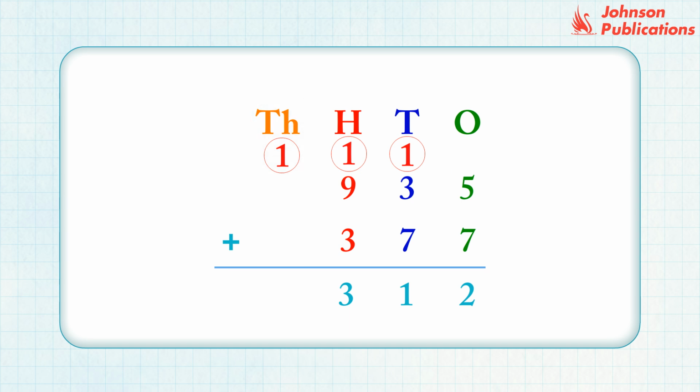0 plus 0 plus 1 thousand is equal to 1000. Write 1 in thousands place. Thus, the sum is 1312.